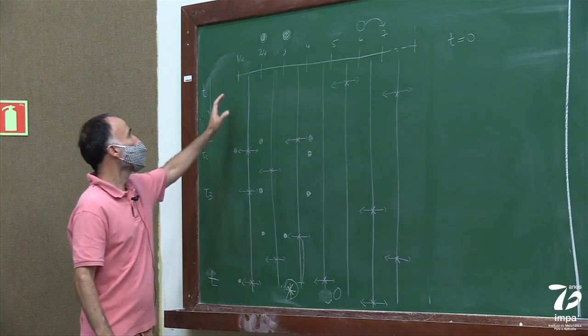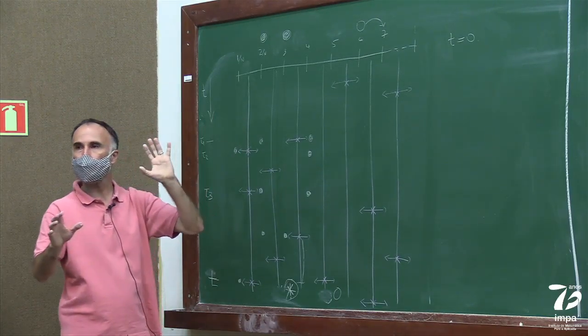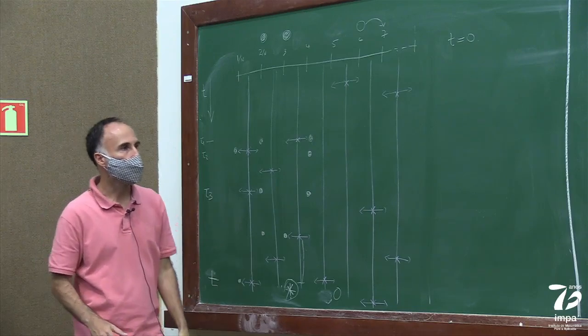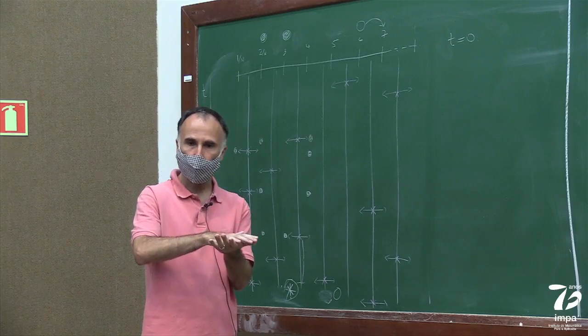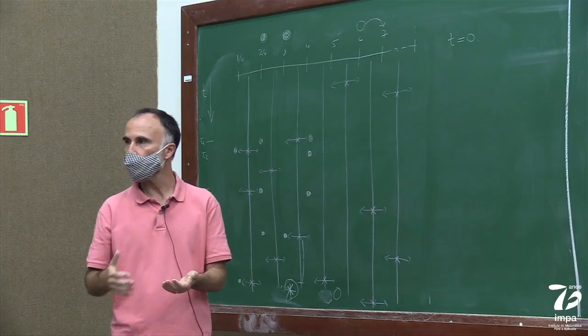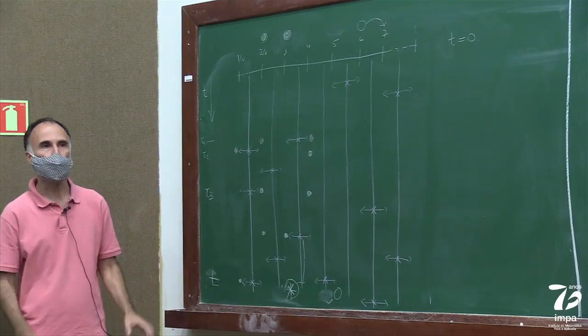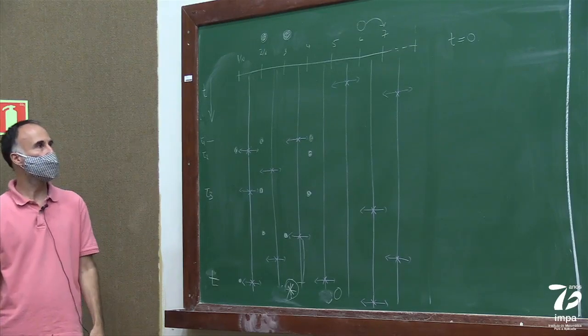So for each k, where k represents the total number of particles, I have a set from which I cannot jump to a set k plus 1 or k minus 1, because the total number of particles is conserved. So I'll discuss a bit of that.